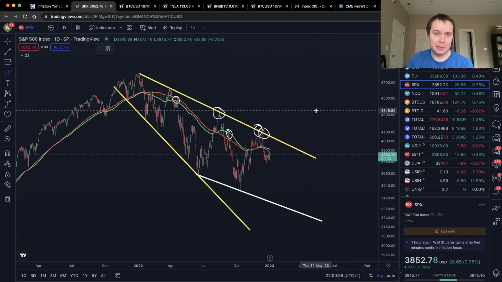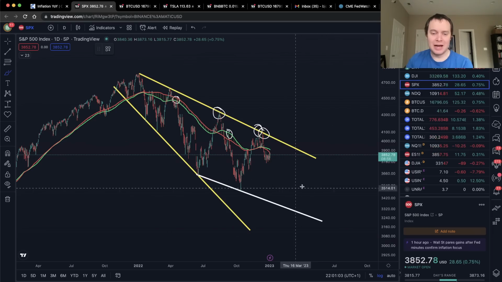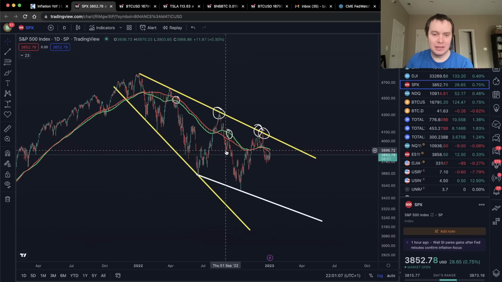But if that doesn't happen, which is not my base case, and the bear market continues, then we have to be prepared for further downside. Remember, every single time we came below the bear market resistance band, we popped back up to it only to get rejected. And that's where we currently are right now.